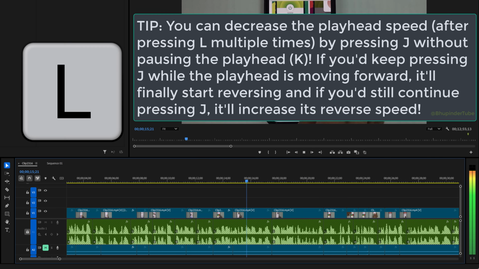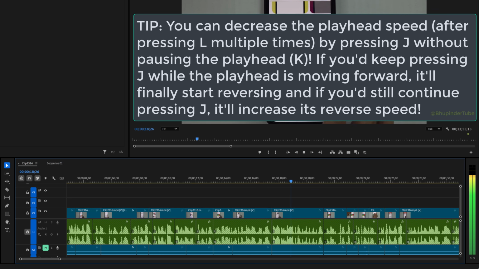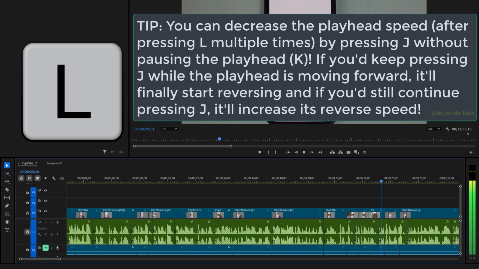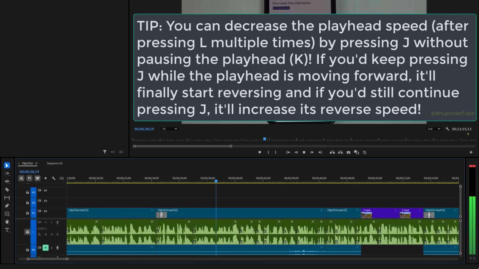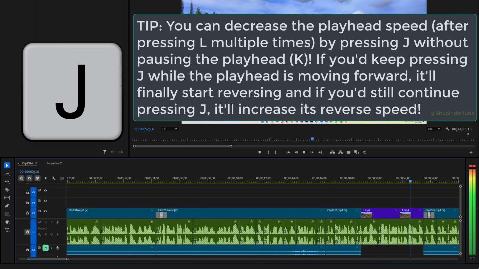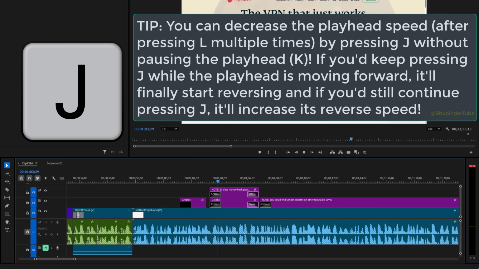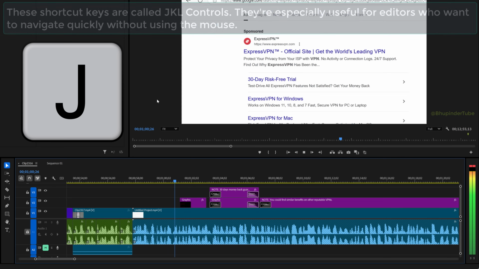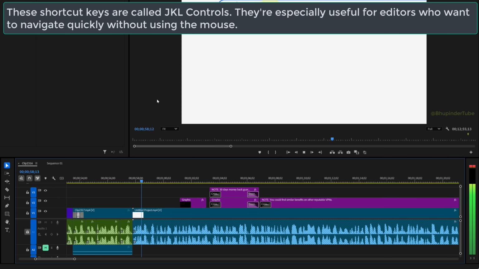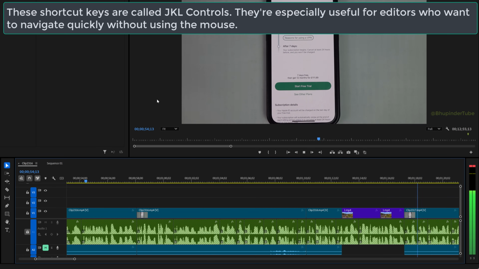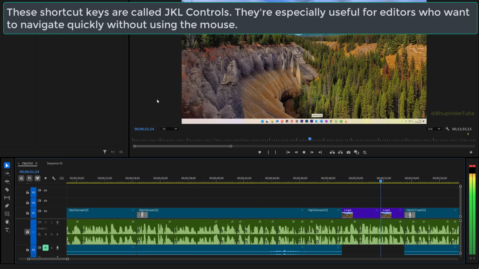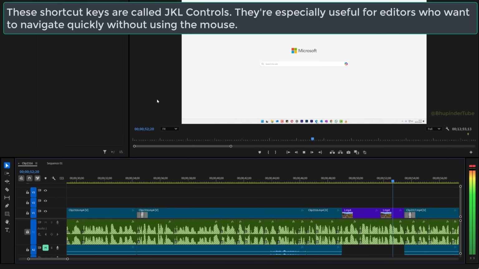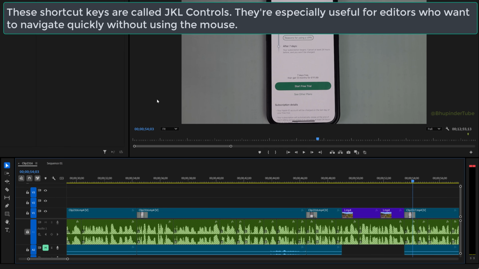Tip: when you're increasing the playhead speed by pressing L multiple times, you could incrementally reduce its speed by pressing J, and if you would keep pressing J, it would start to move backwards without stopping. These shortcut keys together are called JKL Controls, and its purpose is to quickly edit by moving to different parts of the timeline without using the mouse.